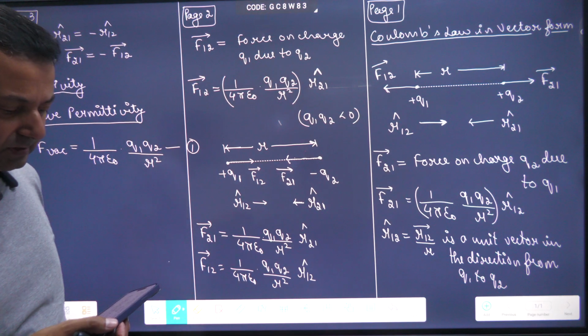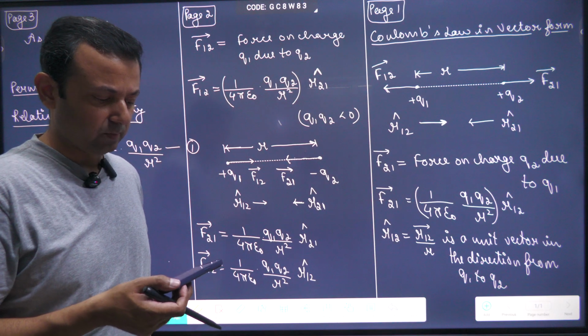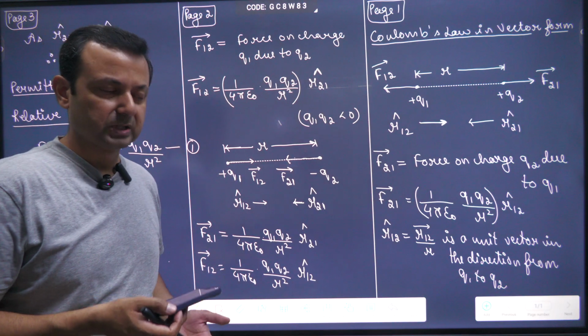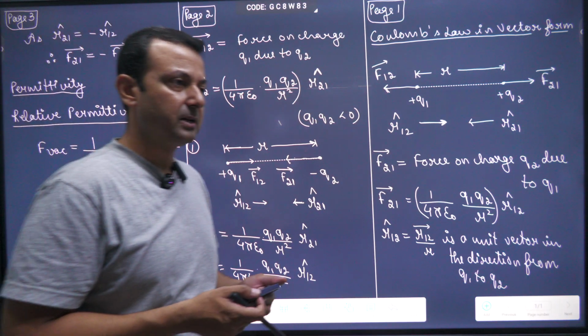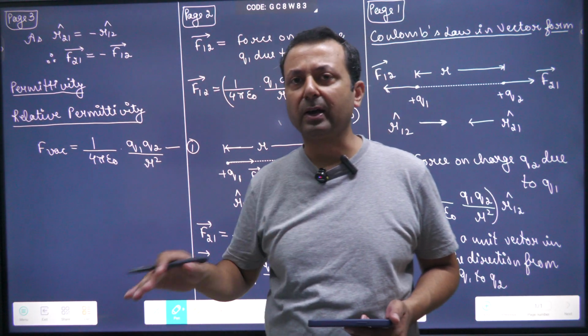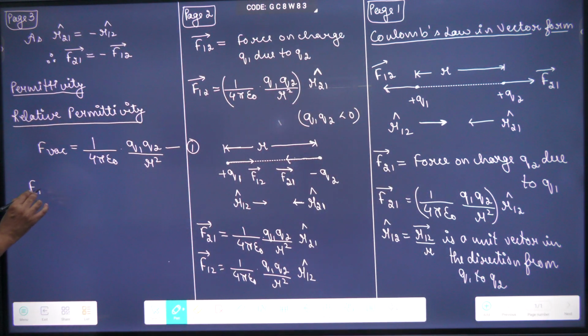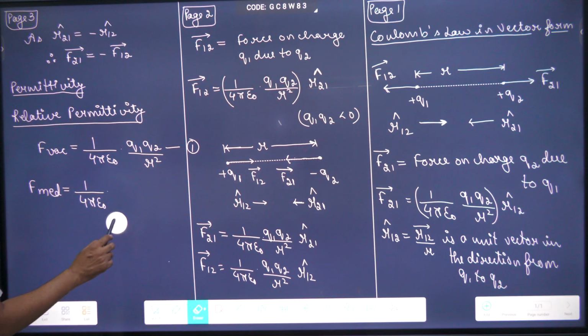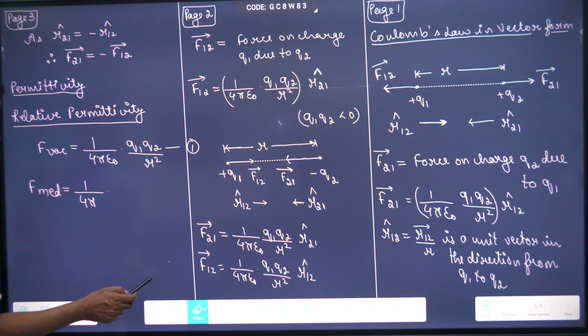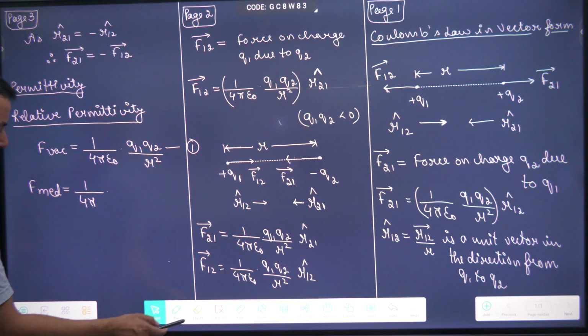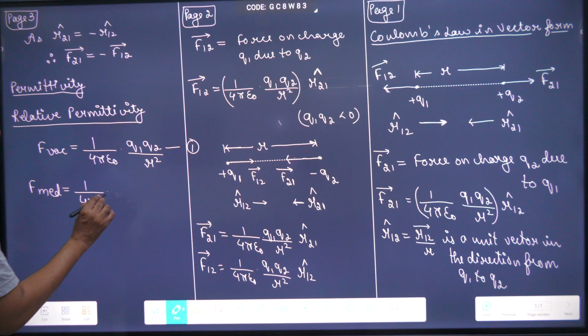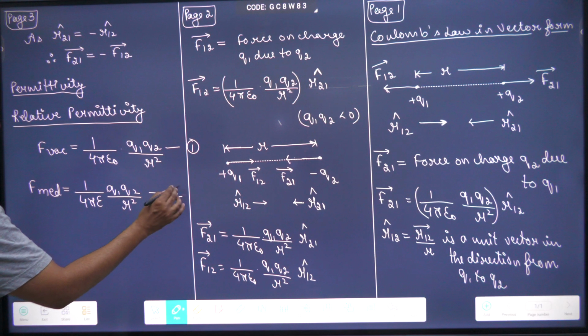When the same two charges are placed the same distance apart in any medium other than vacuum, the force between them becomes, when we place the same two charges in any other medium other than vacuum, then the same force will be written as F medium, F MED medium is equal to 1 upon 4 pi epsilon. Now we will not write here epsilon naught, we will write epsilon. 1 upon 4 pi epsilon Q1 Q2 upon R square. This is equation number 2.